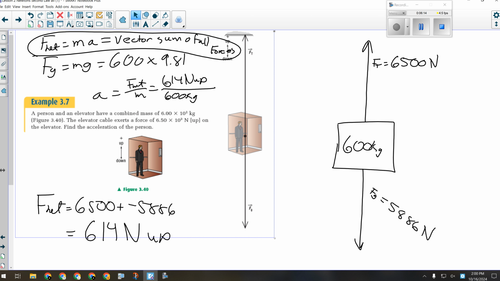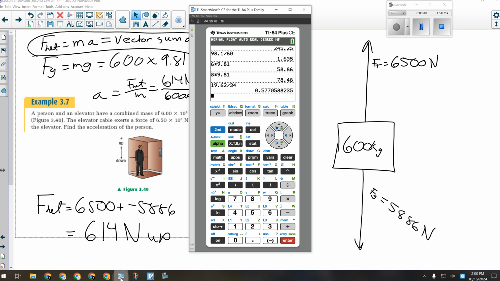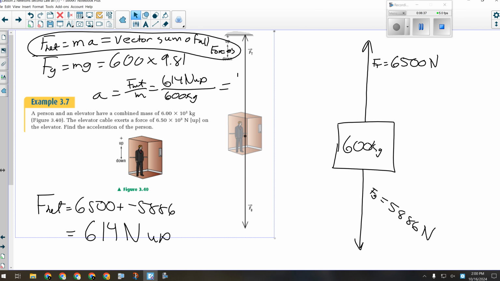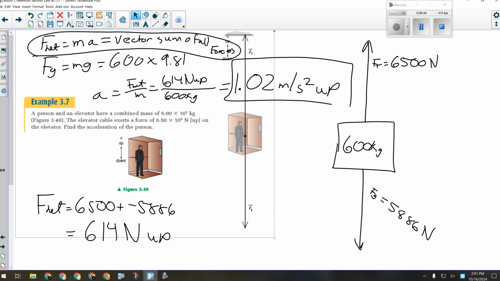600 kilograms. Now, recalling that a newton is a kilogram meter per second squared, if I divide a kilogram meter per second squared by kilograms, I'm going to be left with meters per second squared. I think it comes out like 1.02 or something like that. So there's the acceleration of the elevator.